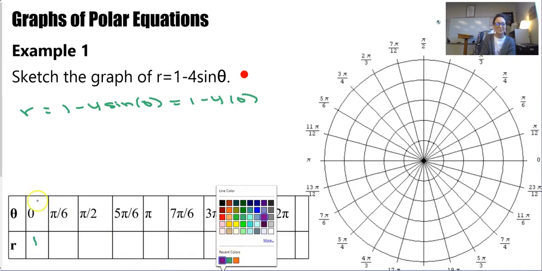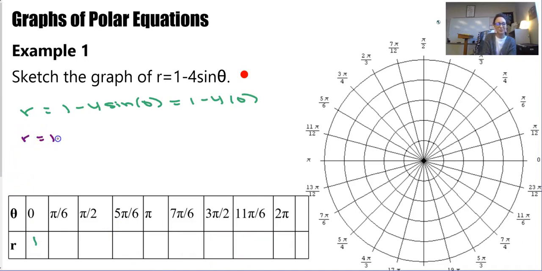Okay, let's try pi over 6. So I've got r equals 1 minus 4 times sine of pi over 6. What is sine of pi over 6? Sine of pi over 6 is 1/2. So I'm going to have 1 minus 4 times 1/2, which is 1 minus 2, which is negative 1. Okay, so I'm going to put that in there. All right, would you go ahead and complete the table for me and hit continue once you've done that?